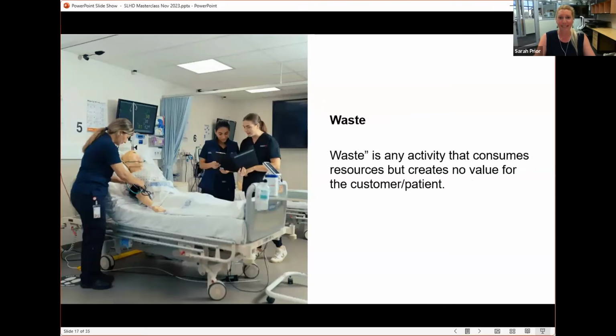So waste, what is it? Identifying waste in health systems and processes is one of the most effective and efficient tools for redesign, which can result in better utilisation, as I said, of existing resources. So waste is any activity that consumes resources but creates no value for the customer or the patient.